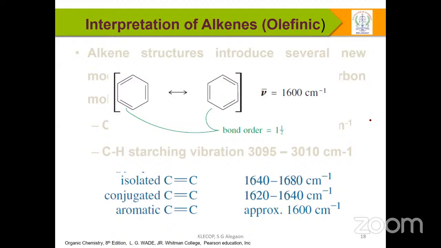So if you say isolated, conjugated, and aromatic, we can observe 1680 to 1600 reciprocal centimeter. Another important point to understand in aromatic compounds: here also we are going to get the CH stretch of aromatic at 3100 to 3000 reciprocal centimeter. Sometimes, if you have aromatic character as well as alkene character, the CH stretch of aromatic and the CH stretch of the doubly bonded character may overlap.